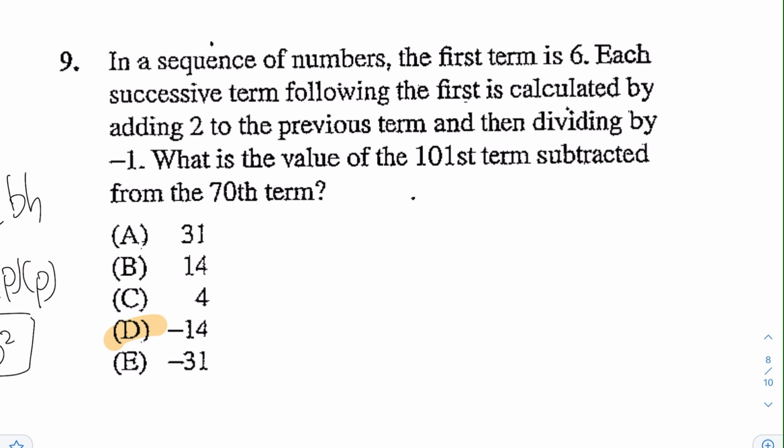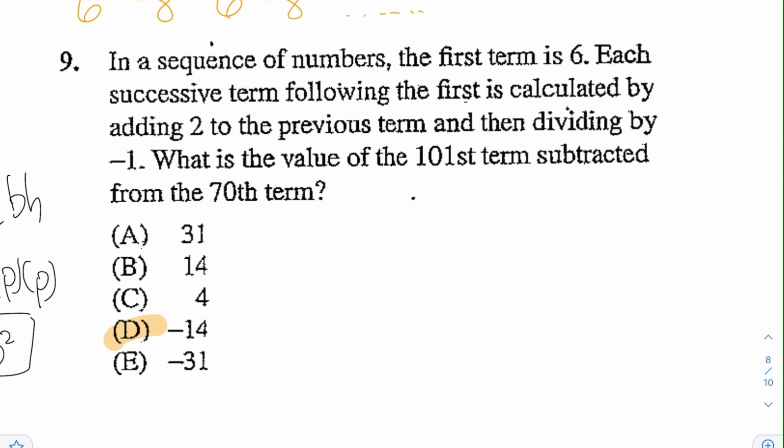So the first term is 6, and then to get the next term, you have to add 2, so 6 plus 2 is 8, and then divide by -1, which will give you -8. And then the next term will be adding 2, so it'll be -6. And then when you have -6 divided by -1, you get +6. And then to get to the next term, you would add 2, which will give you +8, but you have to divide by -1, which will give you -8.